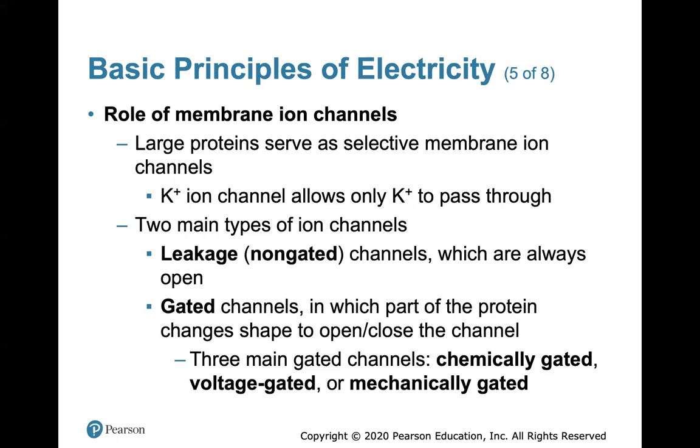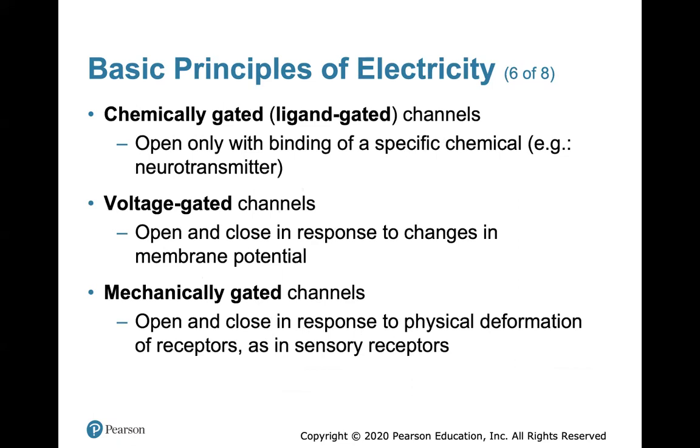And there's three main gated channels: chemically gated, voltage gated, or mechanically gated. Chemically gated, sometimes called ligand gated, is open only with the binding of a specific chemical like a neurotransmitter. Voltage gated channels open and close in response to changes in the membrane potential, and mechanically gated channels open and close in response to a physical deformation of receptors, such as in your sensory receptors.